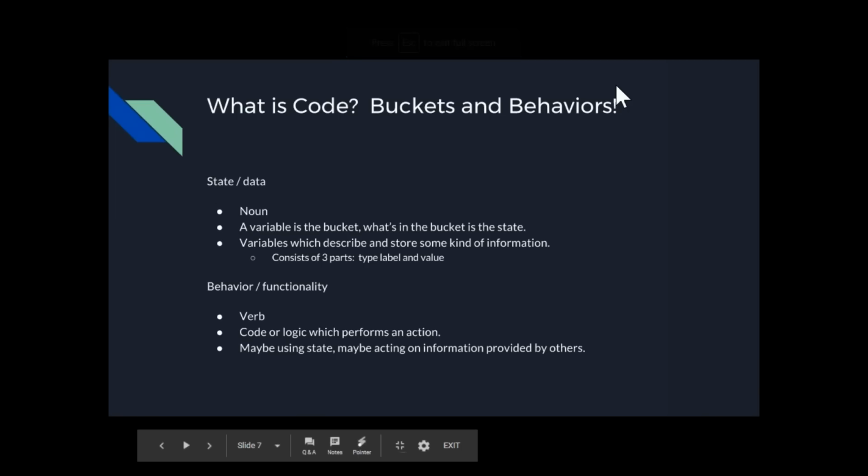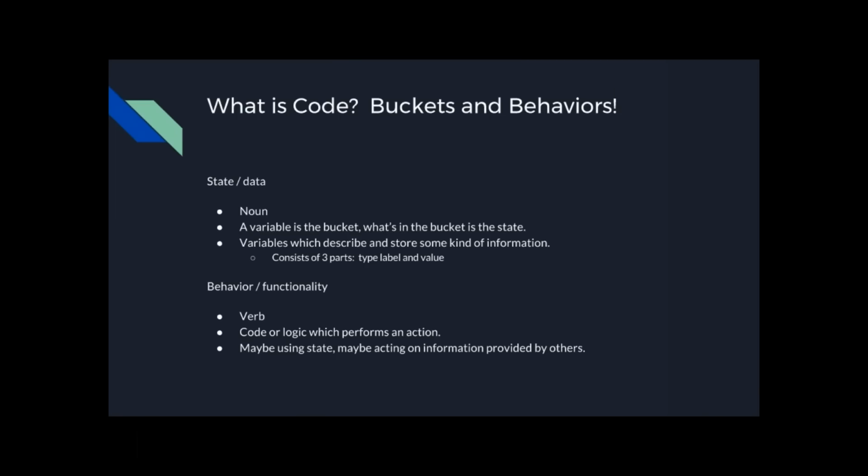Okay, so now let's actually get into what makes code code. You can think of the stuff that we're about to write in terms of two different basic concepts. No matter how complex your program is, it is basically two things: information, also known as state or data, and functionality, also known as behavior.